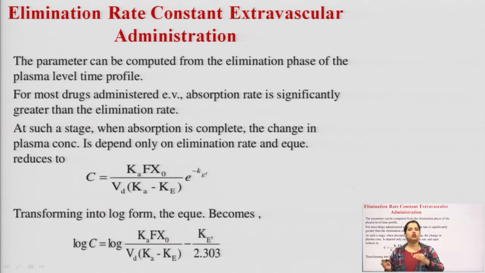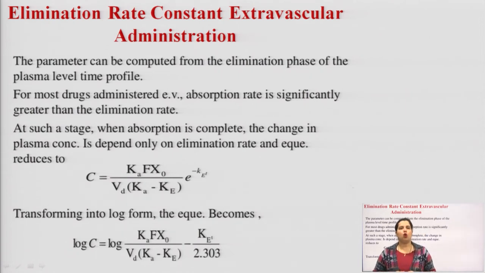So, elimination is the key parameter here to identify the amount of drug change in the blood plasma. As much as the drug is getting eliminated from the system, that means the drug amount is changing in the blood plasma. So, the equation reduces to C equal to KA F X naught divided by Vd (KA minus Ke) e to the power minus Ke t, because the absorption rate constant KA is not there, only elimination is taking place. So, we have removed that absorption rate constant.